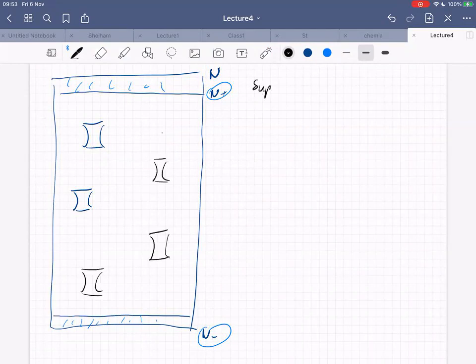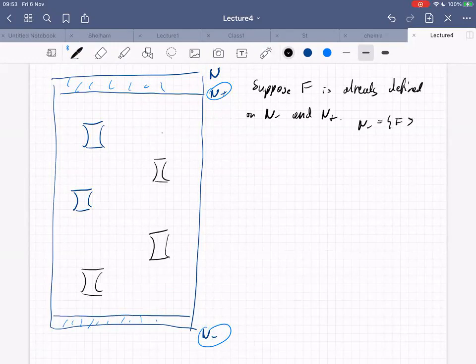Okay, so suppose F is already defined on N minus and N plus. So above some level set it's defined, and below some level set. N plus is defined as the set where f is greater than some b, and N minus is where f is smaller than some a. So here are a and b. Now, how to say it? I want to have a place to start, and I want to have a place to end. So a place to start is this level set and this level set.